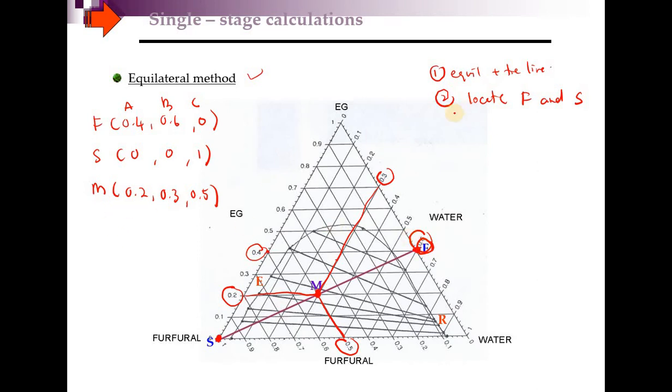Okay, next. We already located M. Next, we make a straight line through raffinate and extract, the same thing. So you make the green line that crosses M. At the same time, it lies in between these two tie lines, this tie line and this tie line. So this is the extract coordinate and this is the raffinate coordinate. So you will get these two compositions, extract and raffinate.